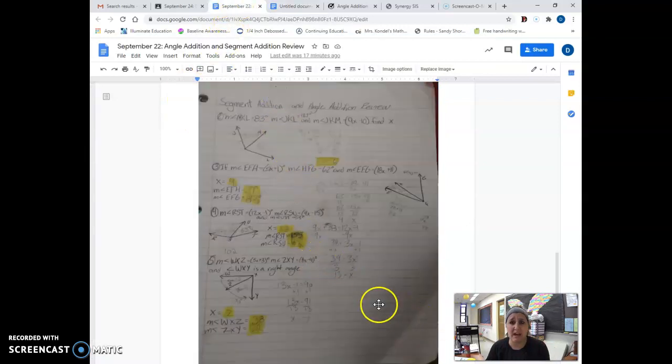This person just took a picture of their assignment, put it in a Google Doc, and then in Google Classroom, they added the Google Doc as an attachment. This is what I want to see. I know some people are still emailing me their assignments, but this is so much easier for me. So if you could do it this way, that'd be great.